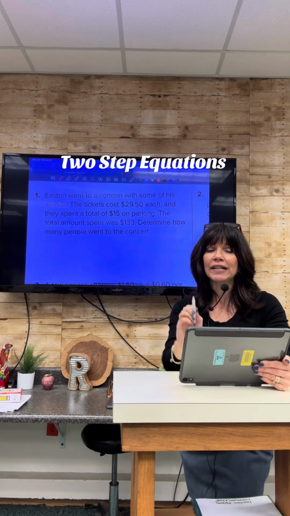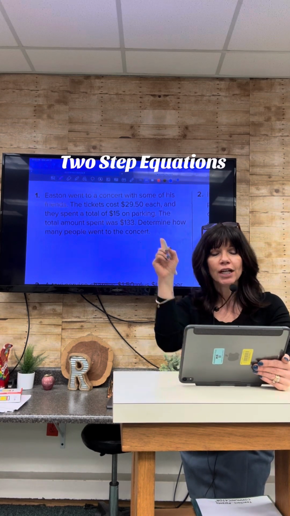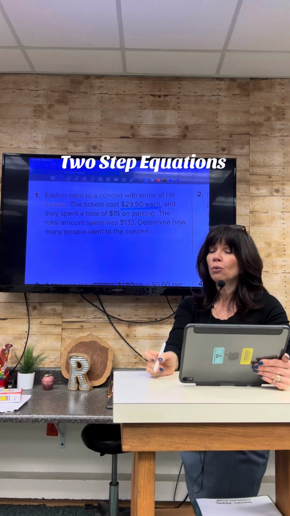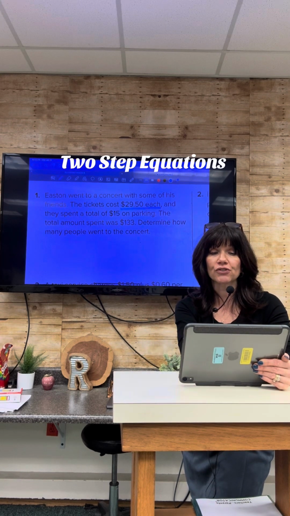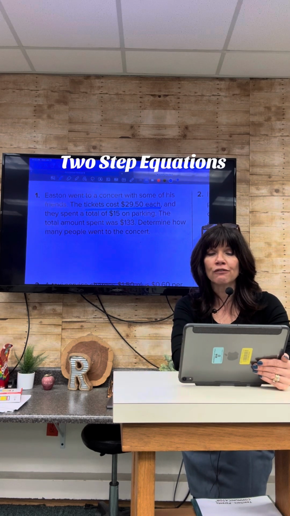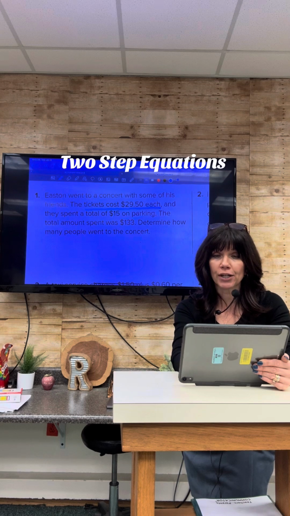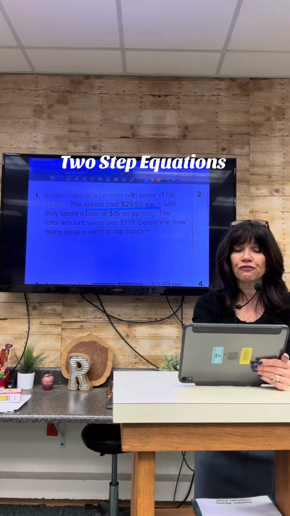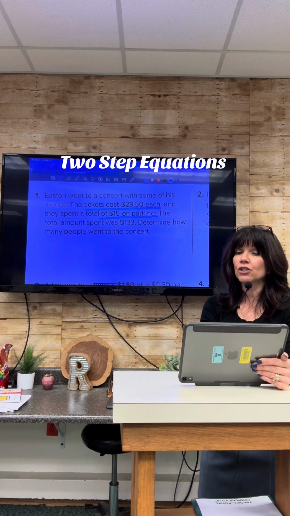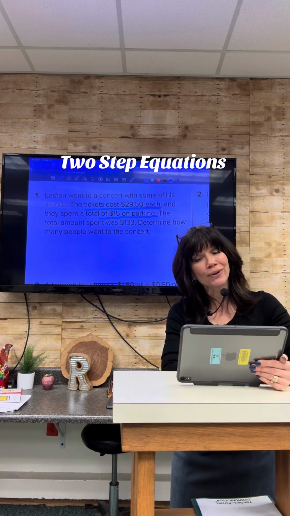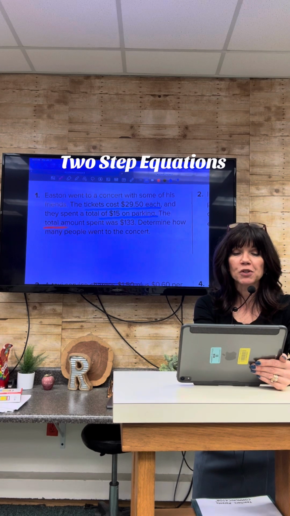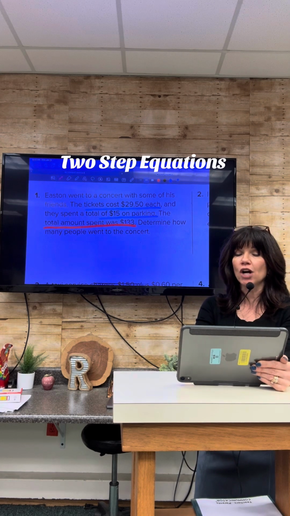The tickets cost $29.50 each. Go ahead and underline $29.50 each. What is it that costs $29.50 each? The tickets. And they spent a total of $15 on parking. Shall we underline $15 on parking? The total amount spent was $133. Is that important as well? Yes, it is. Please underline total amount spent was $133.